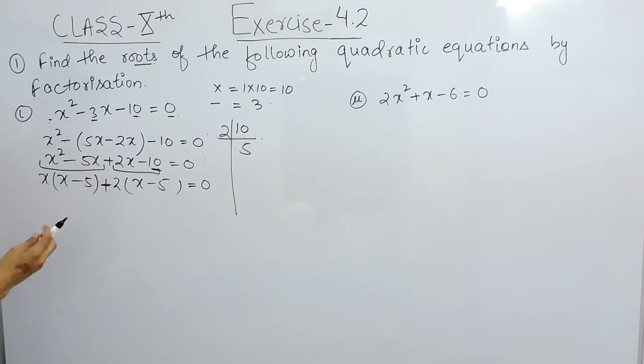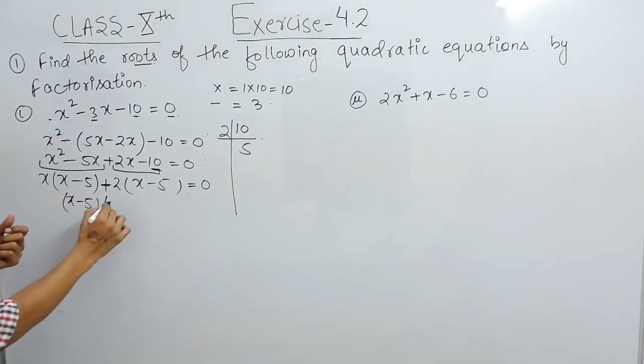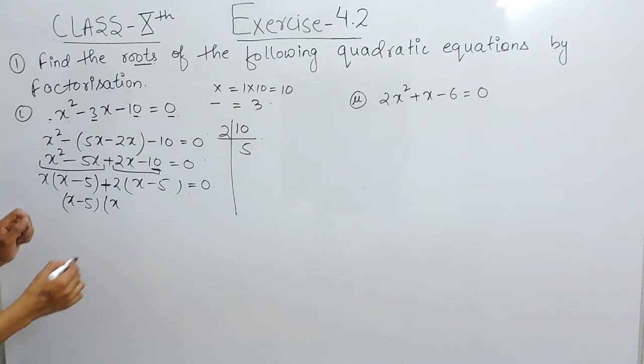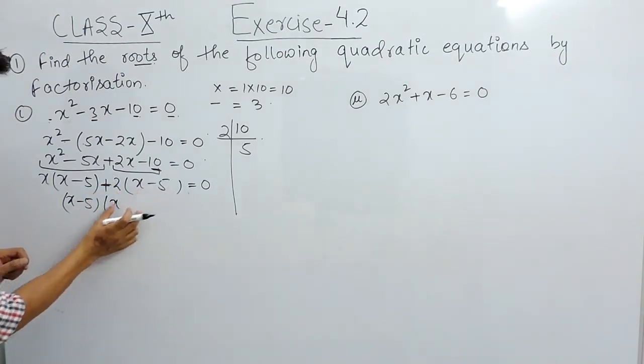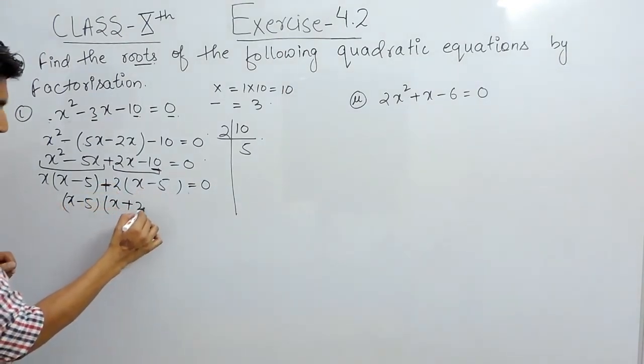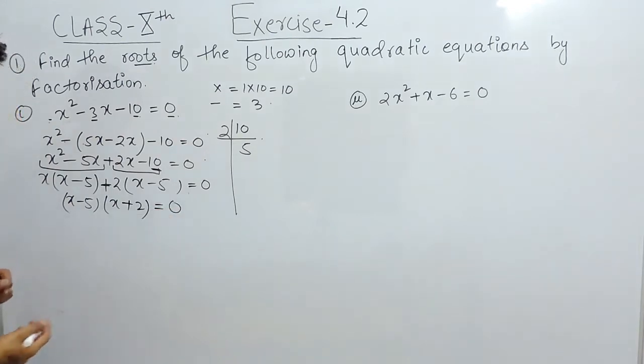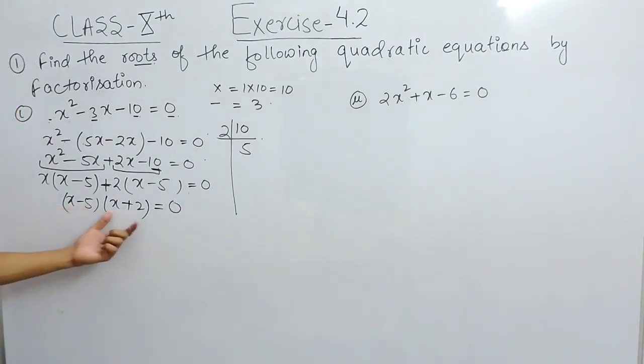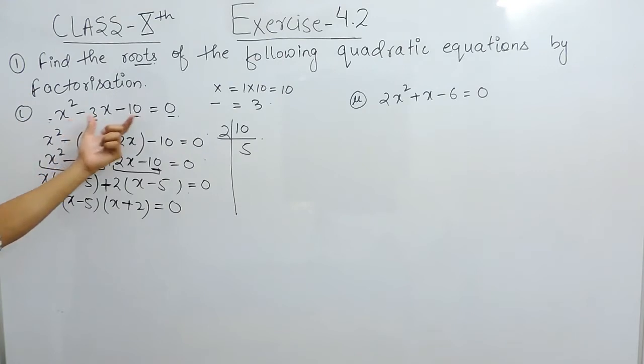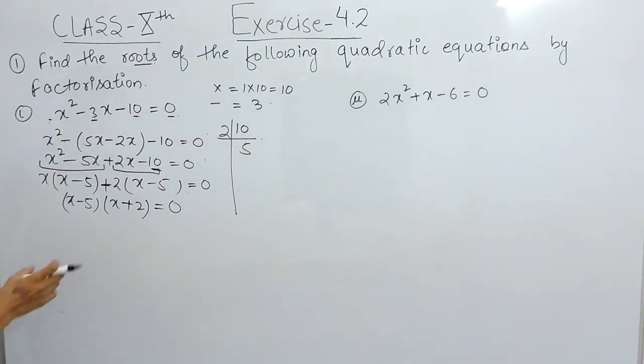So in both the terms, x minus 5 is common. If x minus 5 is taken out from the first term, only x will remain inside the bracket, and from the second term, if this is taken out, only 2 will remain inside the bracket. So this is equal to 0. So these are the factors of this particular quadratic equation.